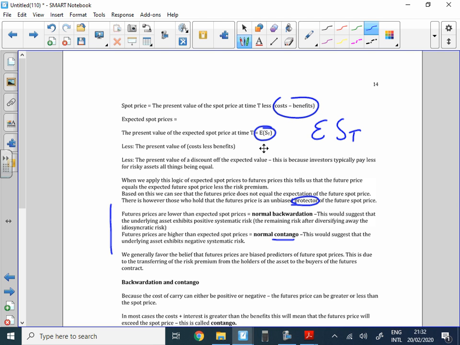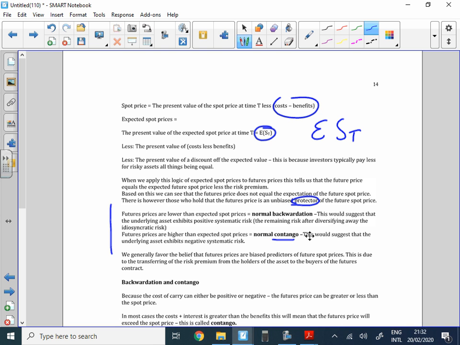Futures prices that are lower than expected spot prices are called normal backwardation. Exactly the same way, but instead of working with spot prices, I'm working with expected spot prices.